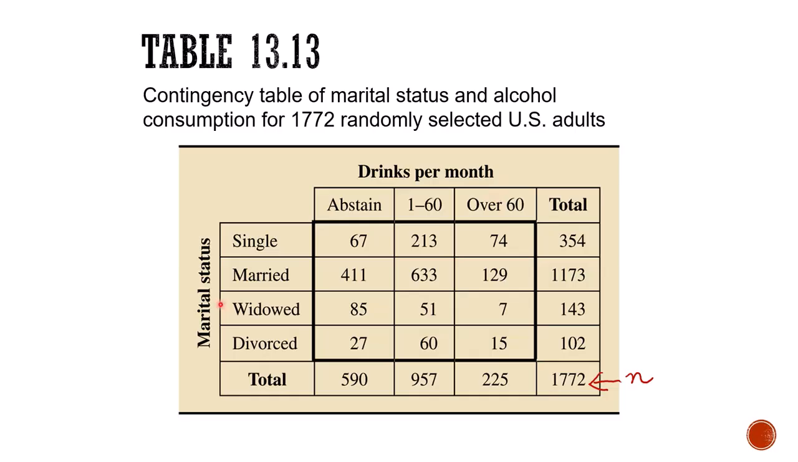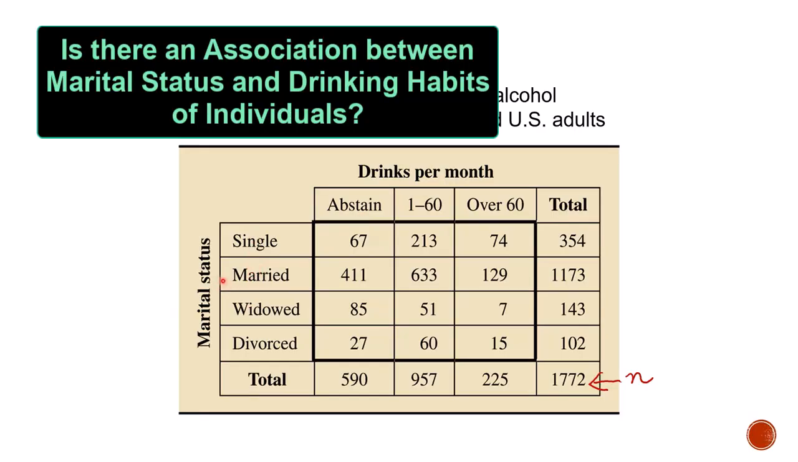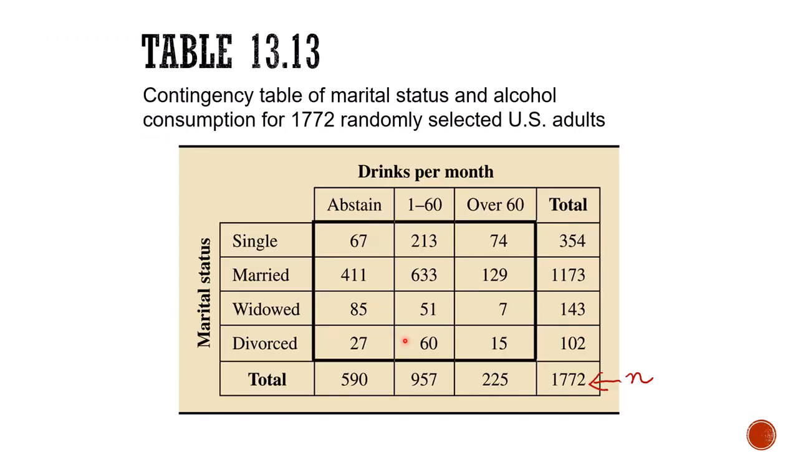Now, with our association test or independence test, what we are trying to determine is if there is an association between the marital status of a person and the number of drinks he or she consumes. Is there a link between the two? Is there any correlation, or are they independent, meaning one variable has nothing to do with the other? It doesn't matter whether a person is single or married or widowed or divorced; it has nothing to do with how many drinks they consume in a month. That's the association we are trying to test using the chi-square test of association, or chi-square independence test.